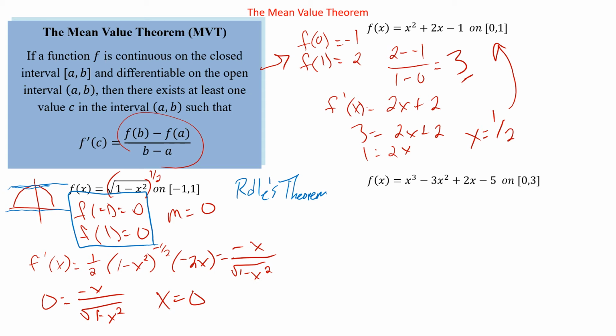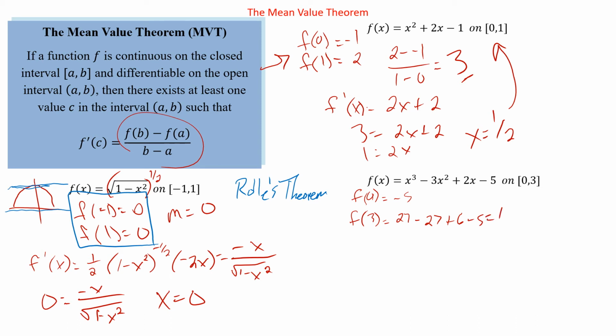So one last one, and this looks a lot like the first one we did. So we can plug in our values. F of 0 is going to be -5. F of 3. Oh, it's a polynomial, so it's continuous, it's differentiable. We don't have to worry about that. F of 3, we have 27 minus 27 plus 6 minus 5. So that's going to just be 1.